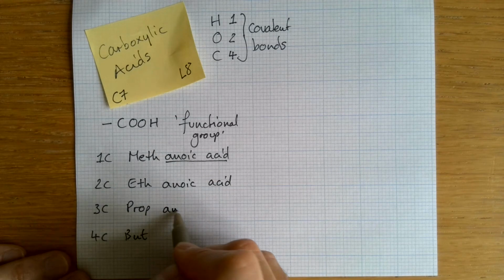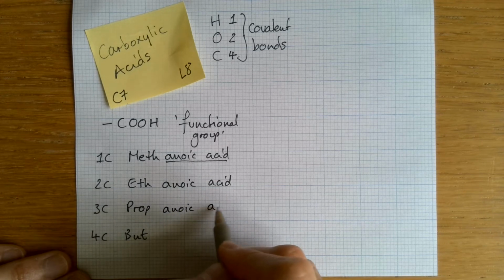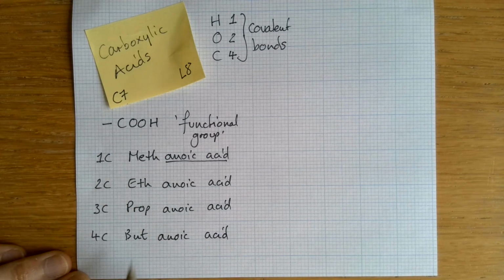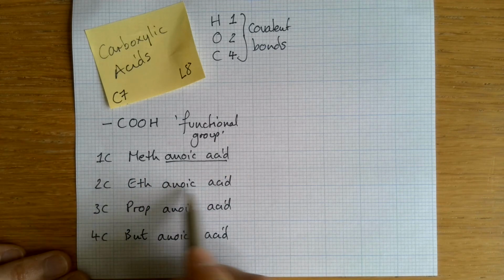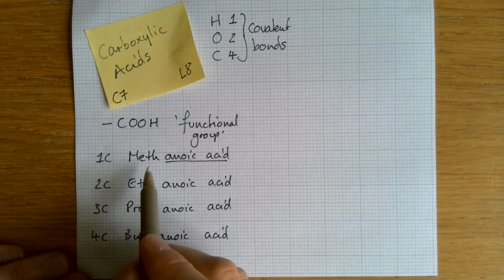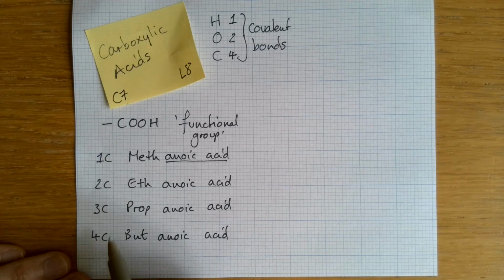Let's do the rest, why not? Anoic acid, anoic acid. Now I know I've written a bit of a gap here between these, but we would say methanoic acid, ethanoic acid, propanoic acid, butanoic acid. Alright, so we've got our 1 carbon, 2 carbon, 3 carbon, 4 carbon.